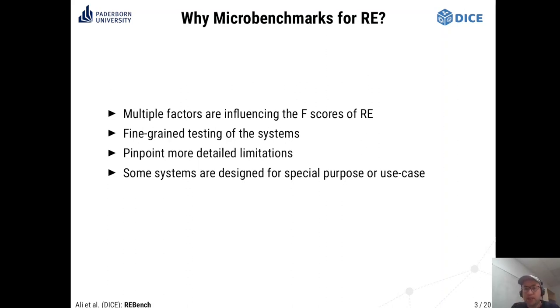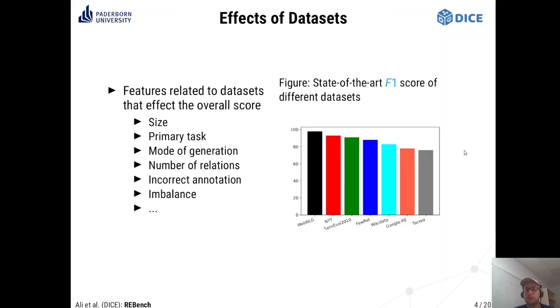We will discuss a few factors that affect the overall score. We will talk about some factors related to datasets. These features, which directly or indirectly affect the overall score, are the size of the dataset, how big it is, how many sentences and how many relations there are, and what the primary task of a dataset is, for which task it is created. Like WebNLG is created for natural language generation, it is not particular to relation extraction. And its sentences are relatively simpler than sentences in the New York Times dataset.